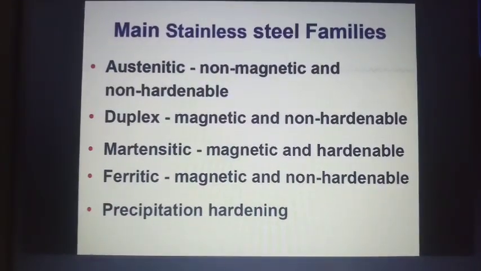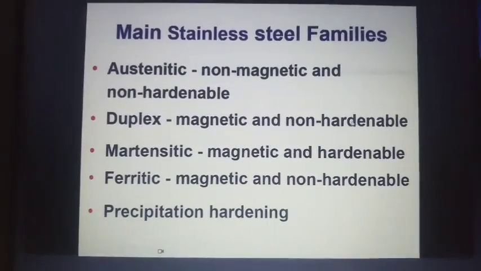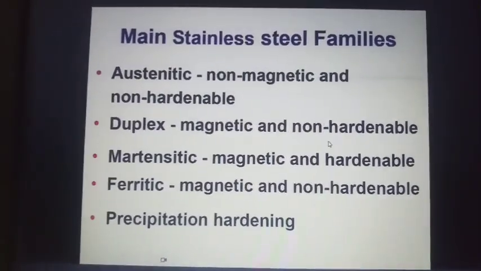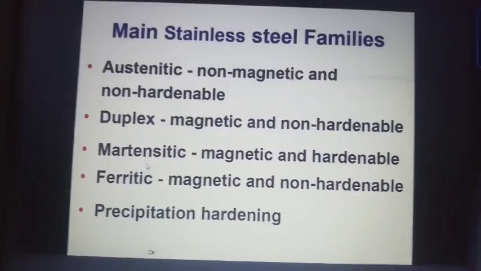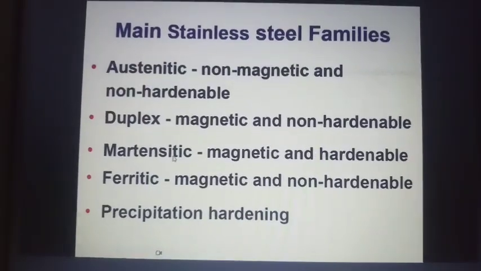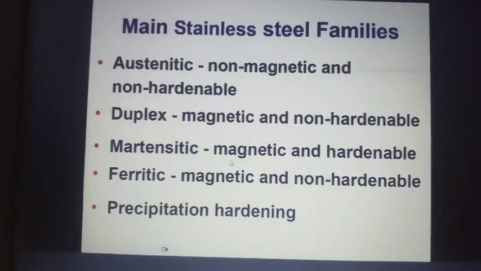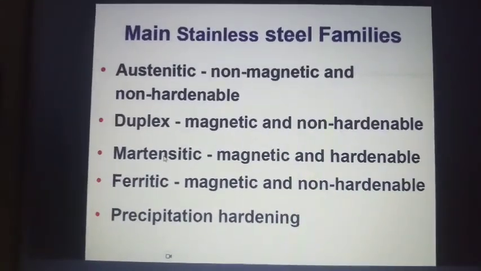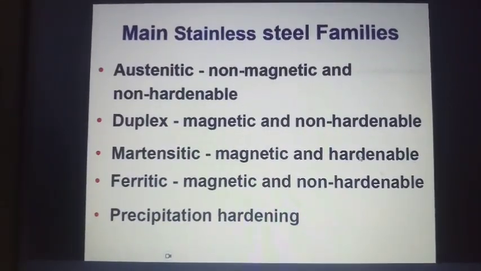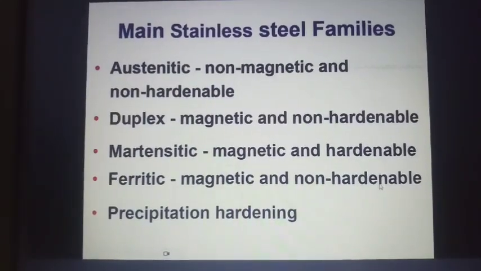Okay, duplex stainless steel is magnetic, because 50% ferrite is there, but it is also non-hardenable. That means you cannot do a heat treatment and make the properties higher. Okay, and martensitic is magnetic and hardenable. Martensitic is magnetic because it has ferrite, 80% or 90% ferrite, and this can be heat treated to form martensite and then tempered, so it is hardenable using heat treatment.